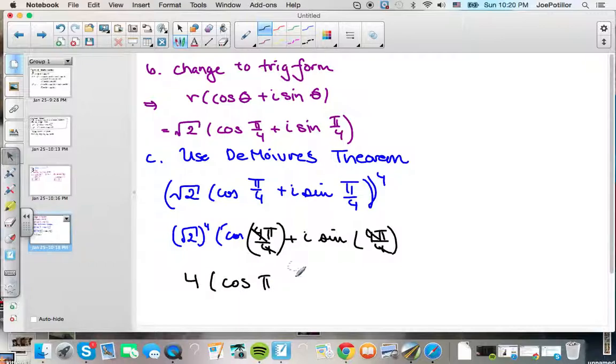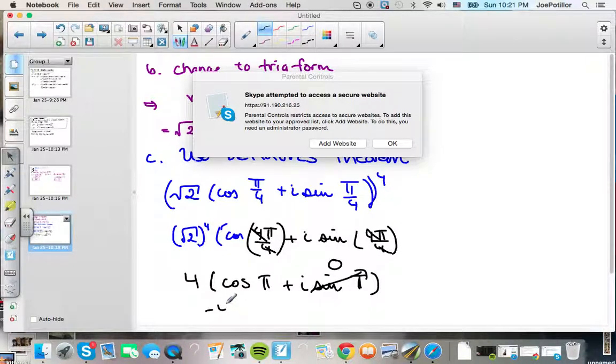cosine of pi plus i sine of pi. Sine of pi is nothing, and cosine of pi is -1. So this becomes -4 as the answer to this question. Okay, very good. So good, we'll do another one.